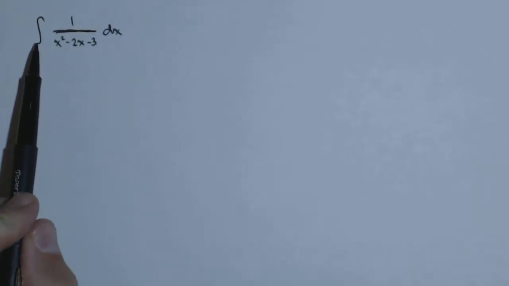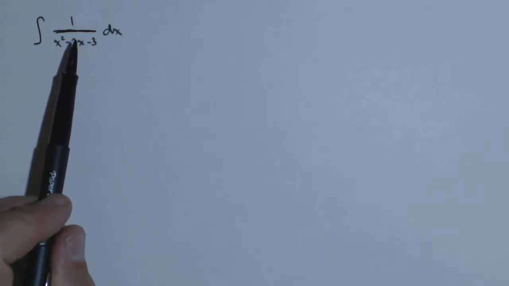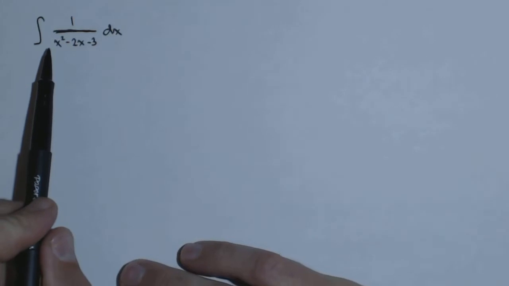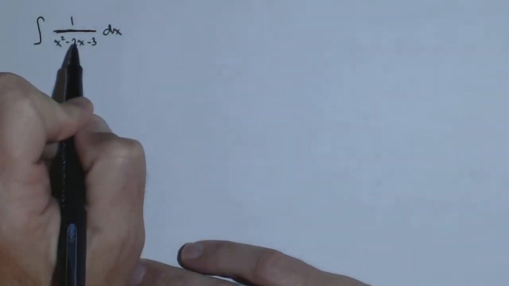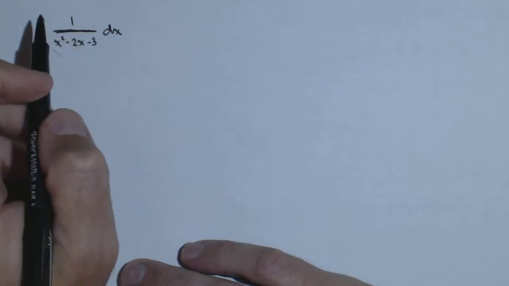So we're going to find the antiderivative of 1 over x squared minus 2x minus 3, and we're going to use a method called partial fraction decomposition to make the integrand easier to deal with. So the goal is to make this into 2 or more fractions.